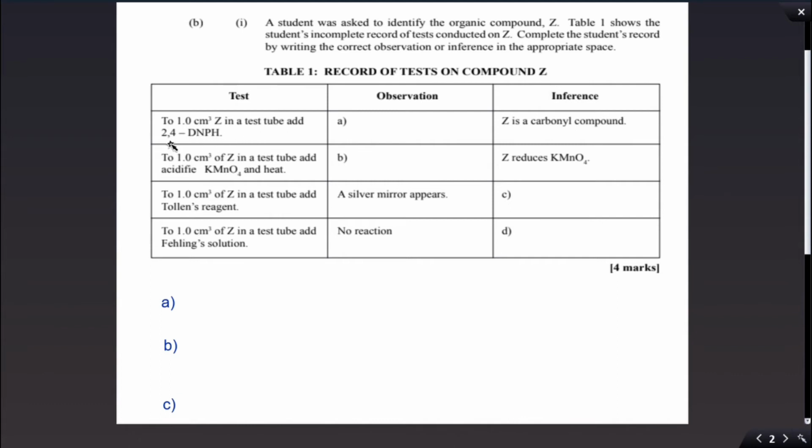Compound Z was mixed with 2,4-dinitrophenylhydrazine, DNPH, and the student inferred that Z is a carbonyl compound. So what observation should we expect in A? A reddish orange precipitate, or it can be yellow. So yellow, red, or orange, those are usually the typical color observations for carbonyl compounds with DNPH.